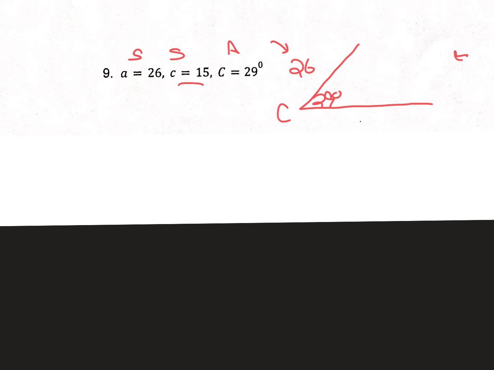So if I drew a line straight down here, it would be 12.6. But this side C is 15, which is a little bit bigger than 12.6. So if I sent it straight down here, it'd go a little bit past 12.6. If I swung it that way, it would hit there. If I swung it that way, it'd hit there. So what that means to me, because 15 is less than 26 but bigger than the height, is that there's two cases. So I'm going to draw two different side C's.